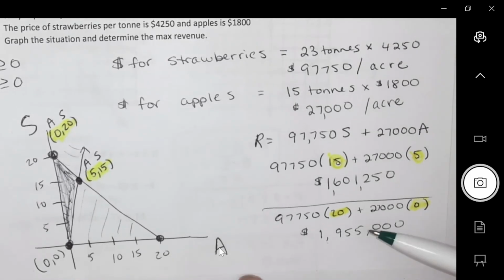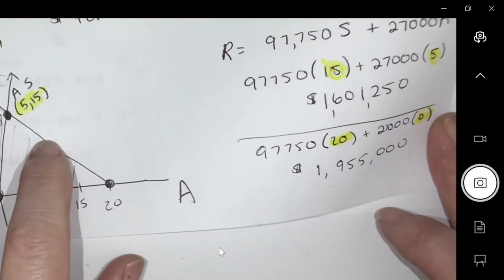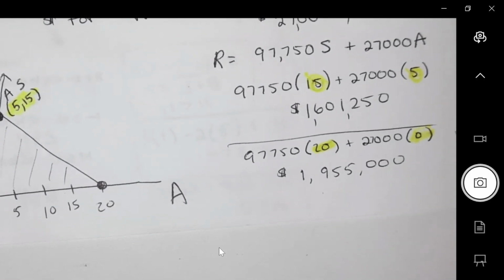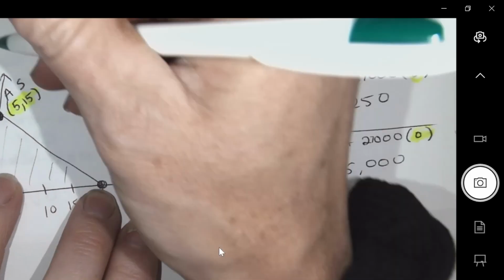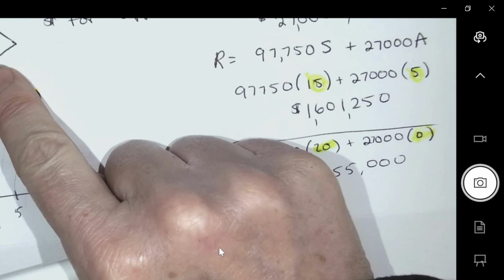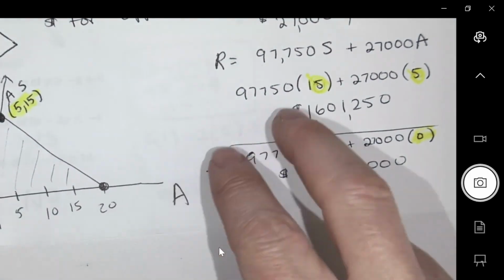Okay, so the next time I replaced it with a 20 and a 0. And here's my numbers when I calculated them. So which one's going to make the most? This. So that's my answer. I'm going to plant no acres of apples. I'm just going to go 20 acres of strawberries.